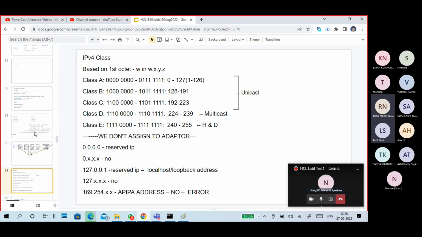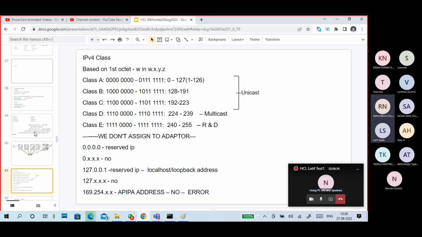And 127.0.0.1 is a loopback or localhost address. It is a reserved IP address for localhost or loopback, and the 127 series we are also not using. So that's why some textbooks or websites show 1 to 126. The complete range is 0 to 127 and the usage range is 1 to 126.